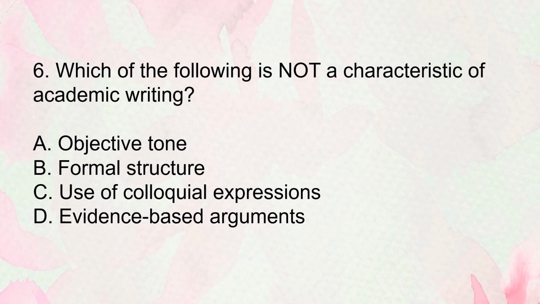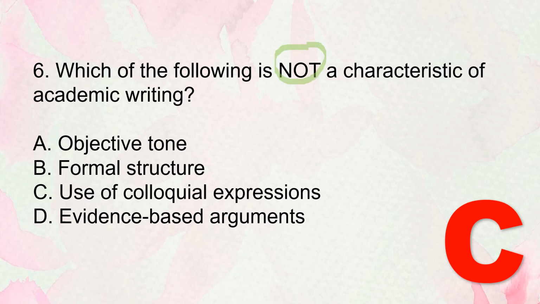Number six, which of the following is not a characteristic of academic writing? Letter A, objective tone. Letter B, formal structure. Letter C, use of colloquial expressions. Or letter D, evidence-based arguments. All right, the best answer is letter C. Take note of this one, not a characteristic. Okay, letter C is the best answer.